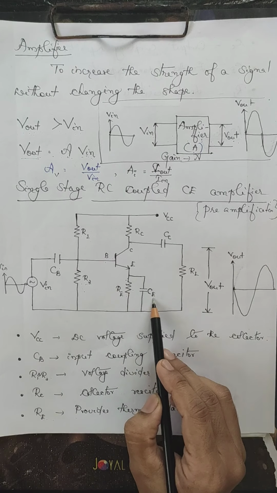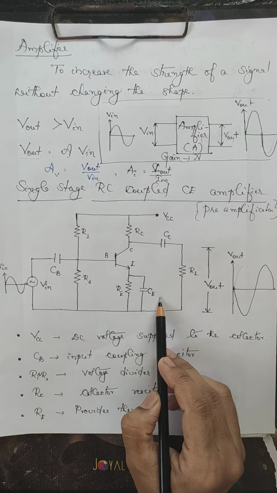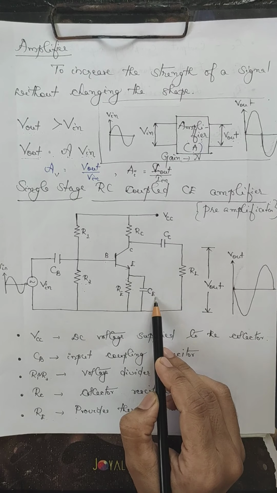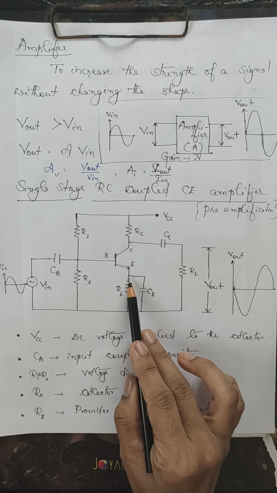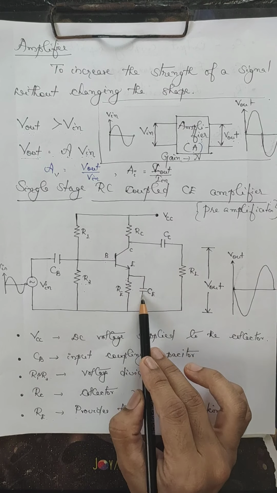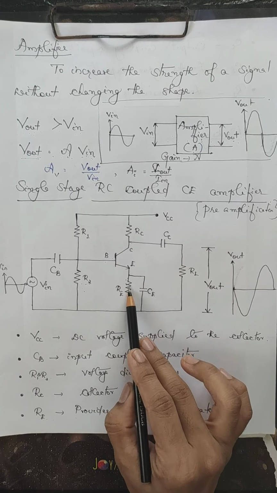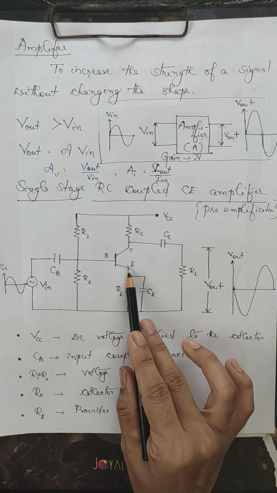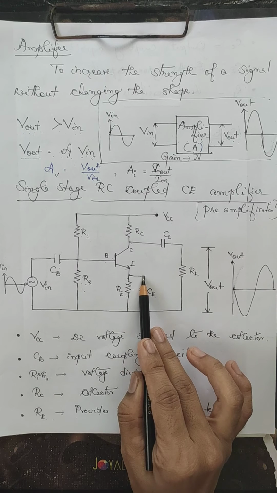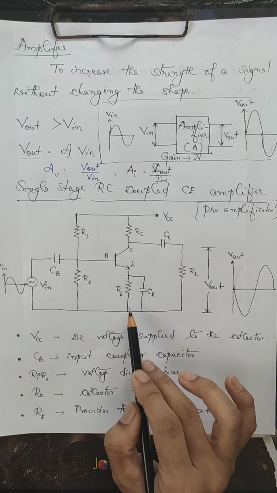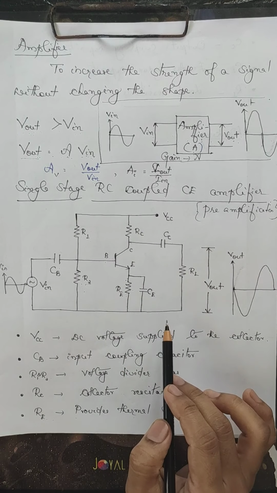And CE is the capacitor known as the emitter bypass capacitor. It passes all the AC voltage from the emitter through it, and it allows only DC voltage to drop across RE. All the AC voltage from the emitter will be bypassed through the emitter bypass capacitor, and only DC voltage is dropped across RE.